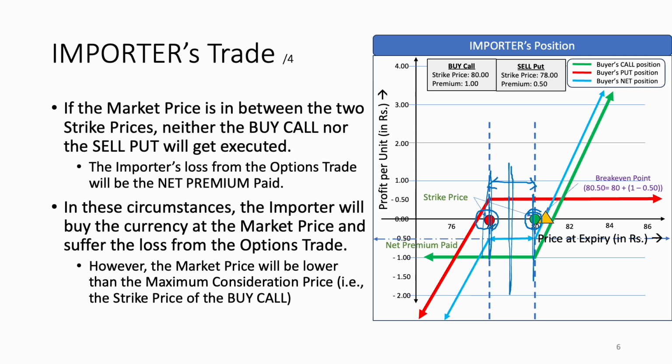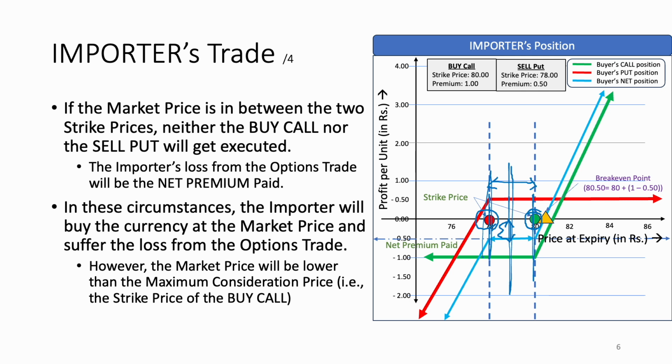As a result, what will happen is that the importer will have to forego the net premium for this particular risk reversal strategy trade that he has set up. So he will just forego the net premium, which is this much, and he will buy the currency at the local market price. That is the intent.